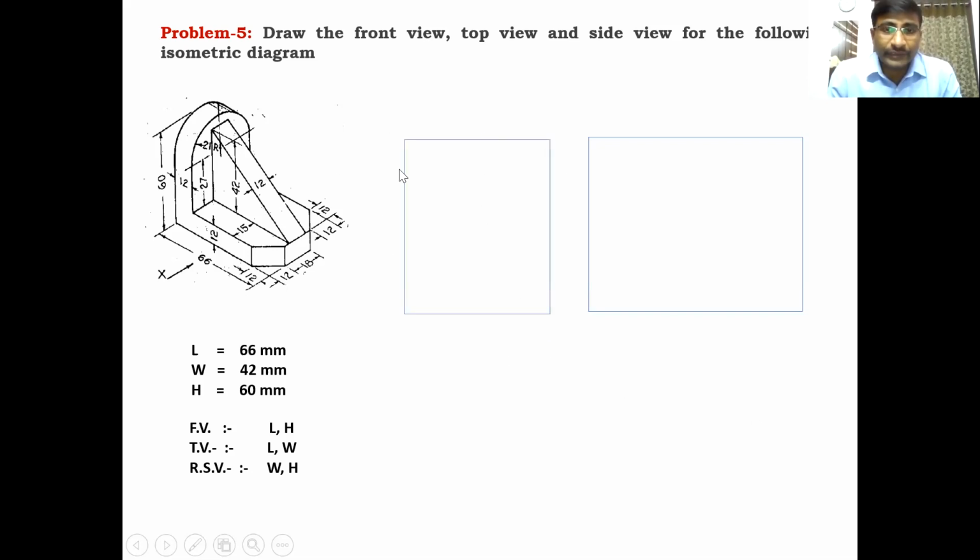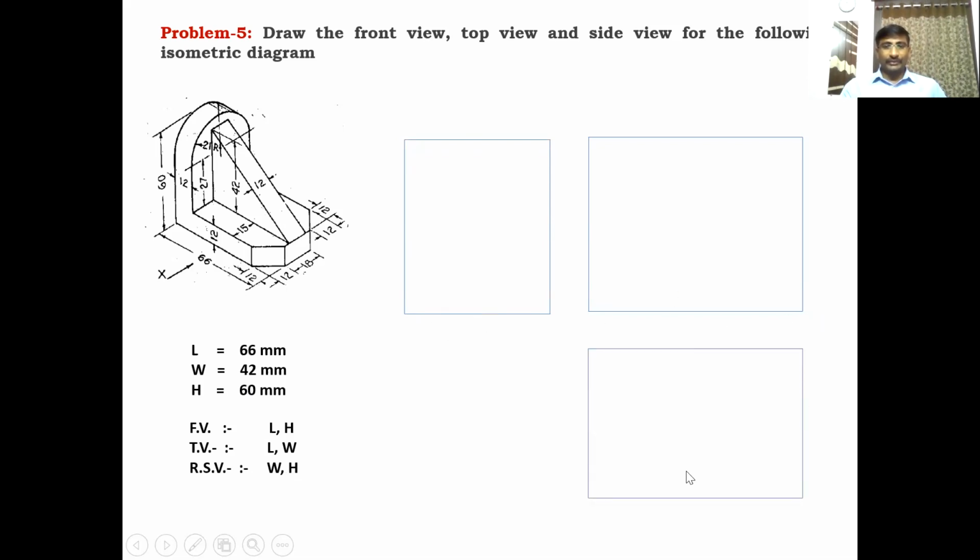Then construct the right side view box. You have to leave the space on the left side of the box. Okay, this is the right side view box. The dimensions of the right side view are width and height. There, 42 is the width and the height is 60. Clear? Both diagrams have the same height. Okay, but here we draw with length, and here we draw with width.